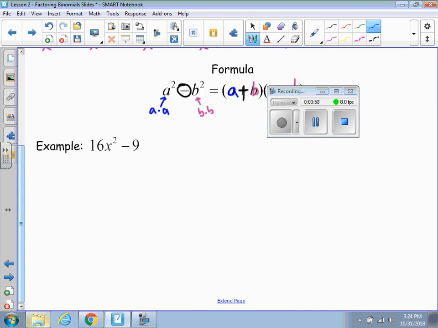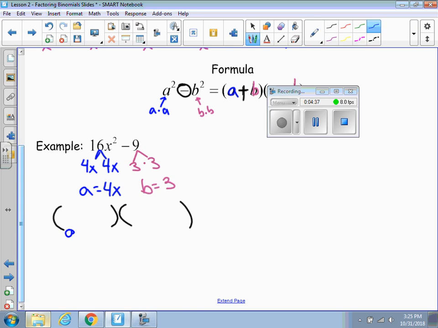So is it a difference of squares? Well, 16x squared. 4 times 4 gets us 16, and x times x gets us x squared. So yes, 16x squared is a perfect square, and our a value there is going to be 4x. Our 9 is also a perfect square because 3 times 3 gets you 9. So our b value is 3. Since we agreed it was a difference of squares, we're just going to set it up.